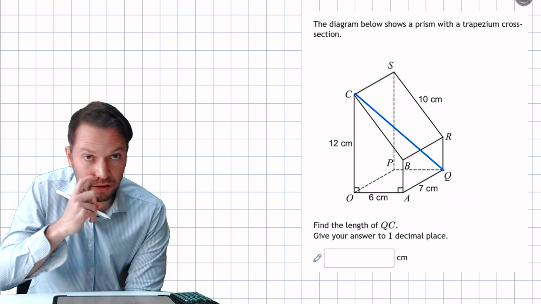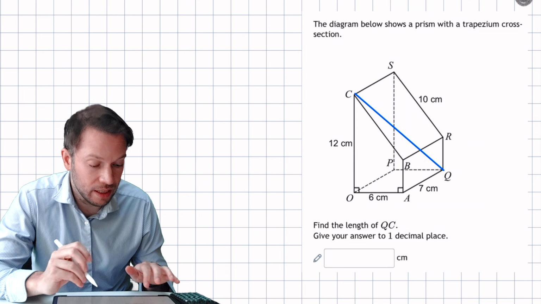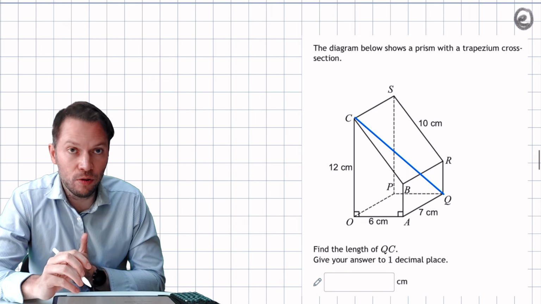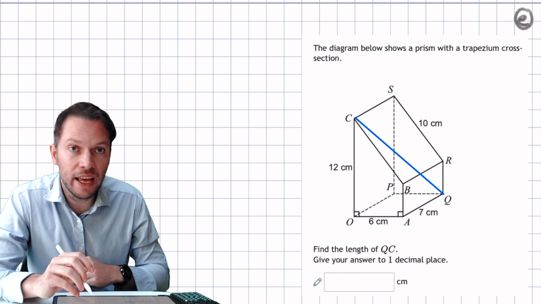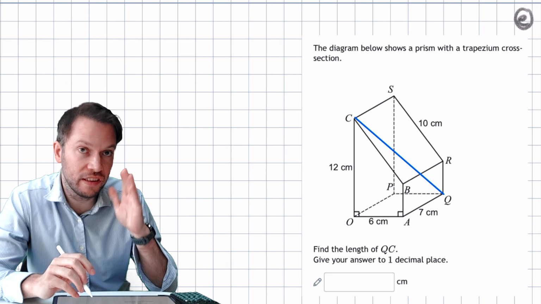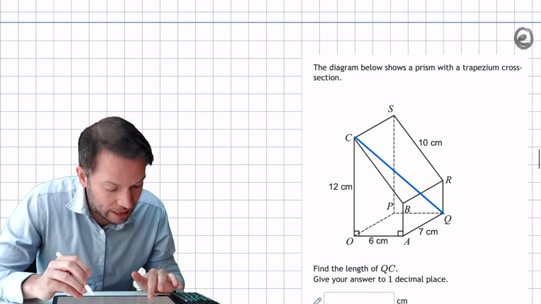It's called a space diagonal because it's inside the shape. If the diagonal was on a face of the 3D shape, it'd be known as a face diagonal, but it's a space diagonal because it's inside. Right, how do we find that length?